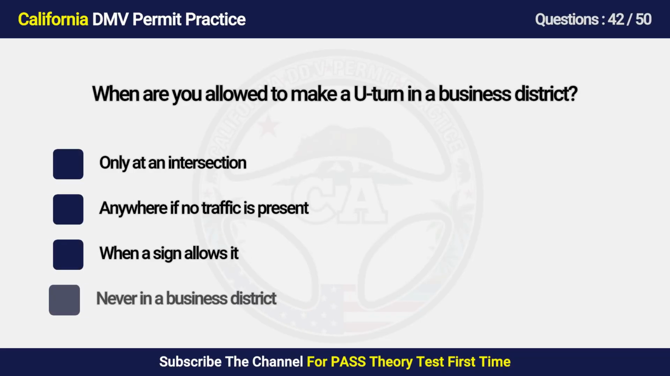Question 42. When are you allowed to make a U-turn in a business district? A. Only at an intersection. B. Anywhere if no traffic is present. C. When a sign allows it. D. Never in a business district.